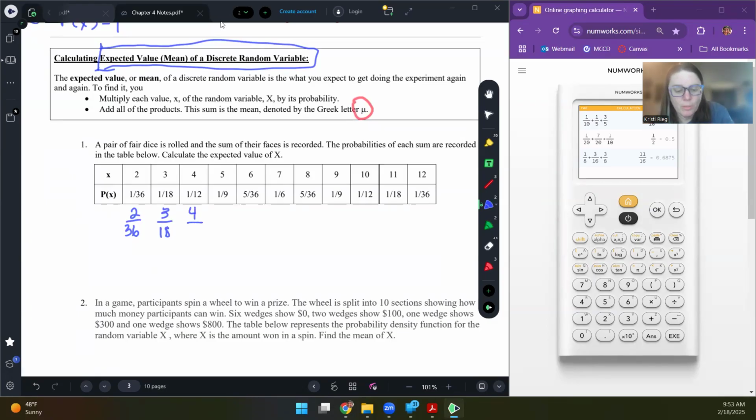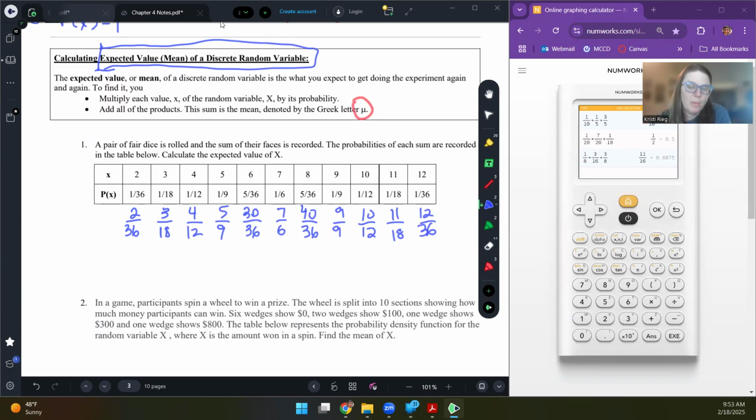4 over 12, 5 over 9. This one's a little trickier because there's no 1 in the numerator, but 6 times 5 is 30, so this is 30 over 36. 7 over 6, again with the 5, so 8 times 5 is 40, 40 over 36. 9 over 9, 10 over 12, 11 over 18, and 12 over 36.